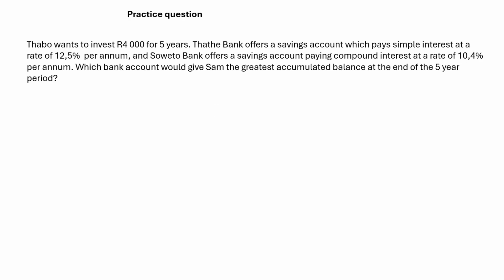And then let's just do a practice question, which I think is always good to do. So we're being told that Tavo wants to invest. Okay, Tavo was given 4,000, and he wants to invest that amount for 5 years. There's a bank called Tate. The bank Tate is offering him a savings account which pays simple interest at a rate of 12.5% per annum. So that's our I there.